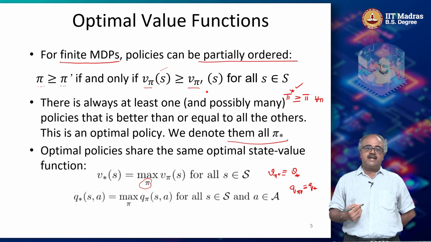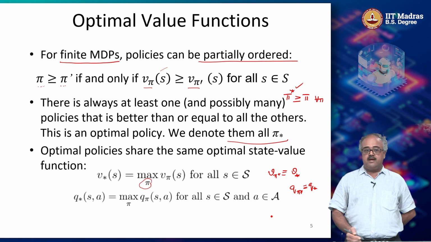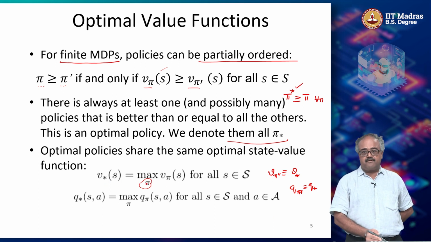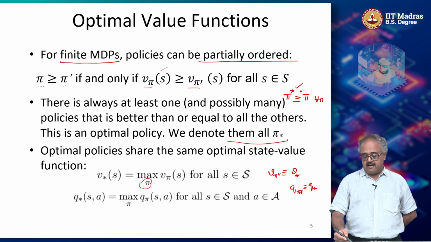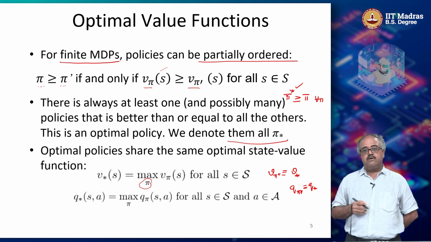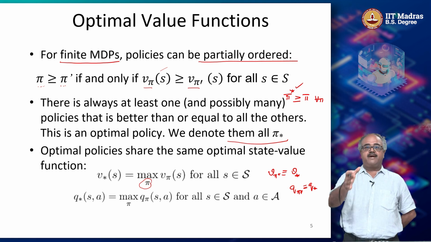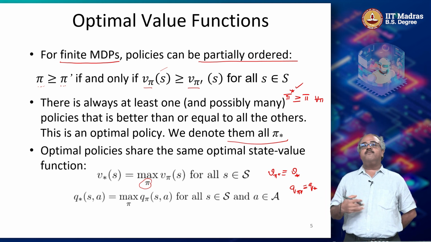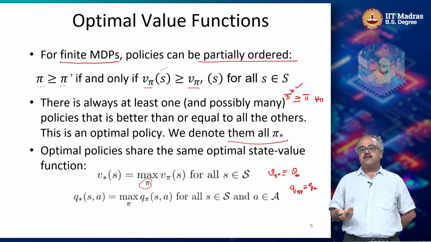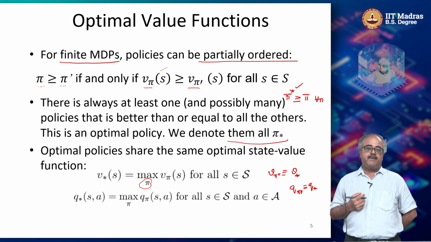So, I am just flipping it around and saying that, since by definition this is what should hold, I am going to say that v pi star of s should be max over pi v pi of s, otherwise pi star can't be greater than or equal to all pi. Does that make sense? If pi star has to be greater than or equal to all pi, then the value function of pi star should be greater than the value function of pi of s, right? For any state s, the value function of pi star should be greater than the value function of pi, right?